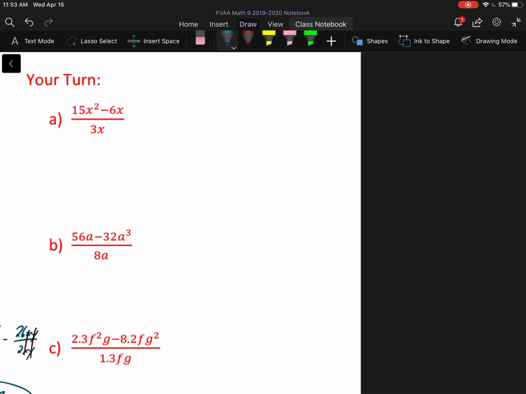Here we go. All right, so here I'm going to switch these over. I got 15x squared divided by 3x, okay, and then minus 6x divided by 3x. All right, and then I just divide each monomial. So 15 divided by 3 is 5. X squared divided by x is x. Minus 6 divided by 3 is 2. And x divided by x cancels out. That's my final answer.